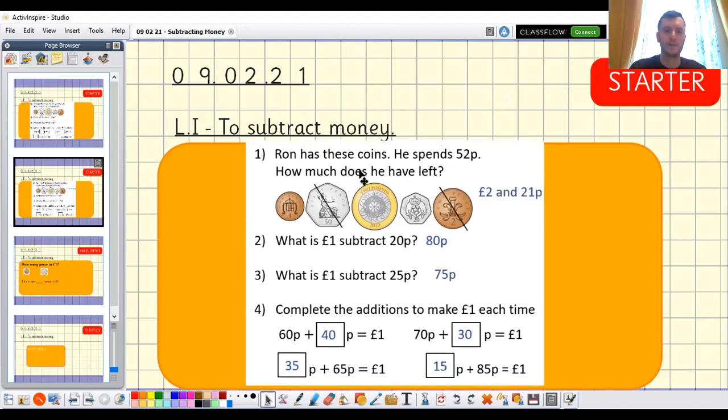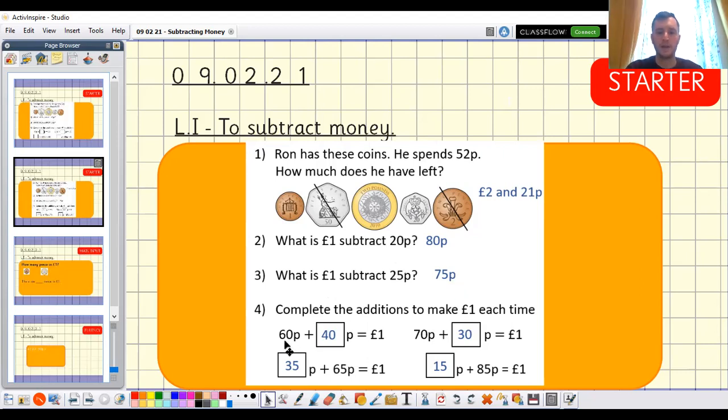So the first one, if Ron spends 52p, I can cross out the 50 pence and the 2 pence, and what I have left is £2 and 21 pence. What is £1 subtract 20 pence? I remember that there is 100 pence in £1, so that's the same as 100 subtract 20, which is equal to 80. The same for the next one. What is £1 subtract 25 pence? That's the same as 100 subtract 25. That's going to be equal to 75.